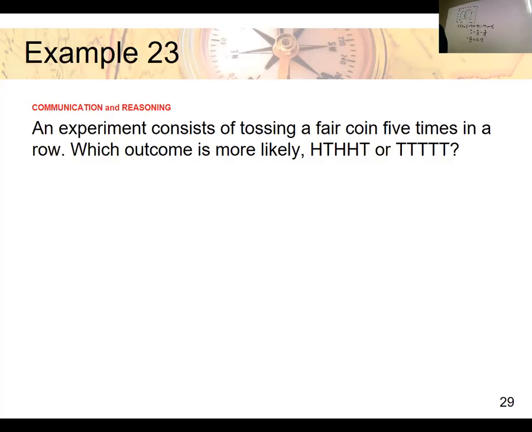All right, now let's say we had an experiment consisting of tossing a fair coin 5 times in a row. Which outcome is more likely? This one where we have the heads, tails, heads, heads, and tails, or all 5 tails.